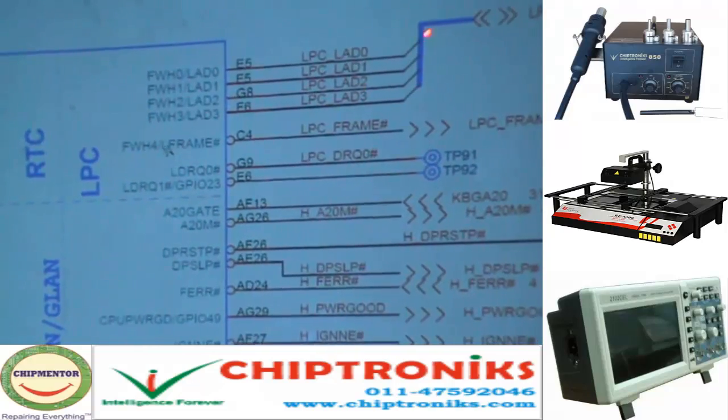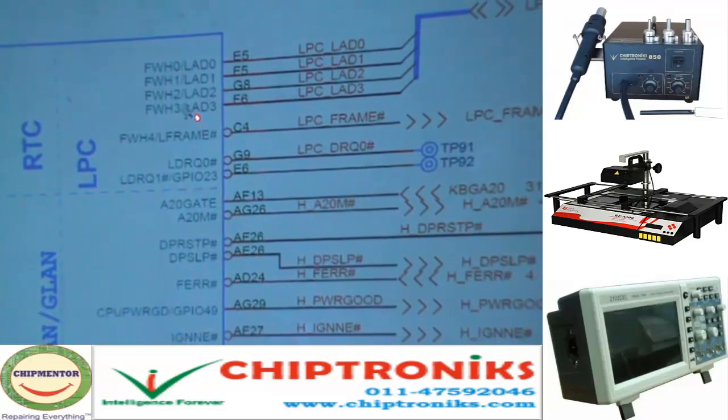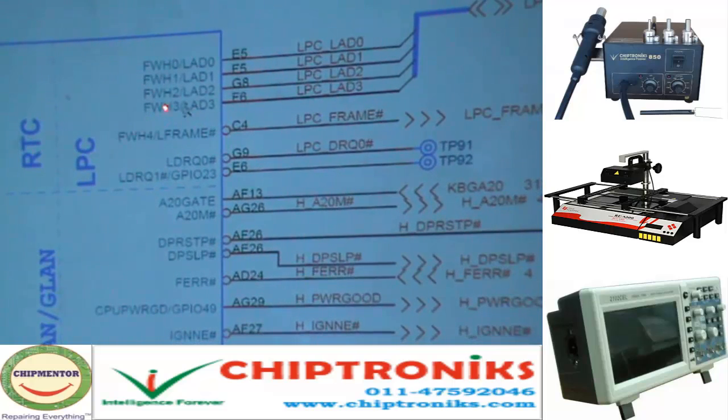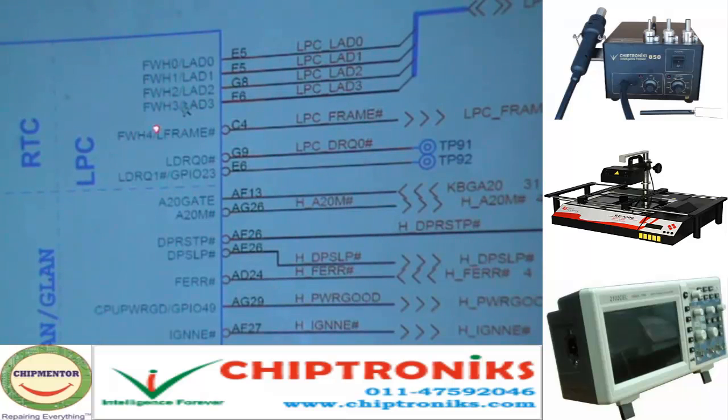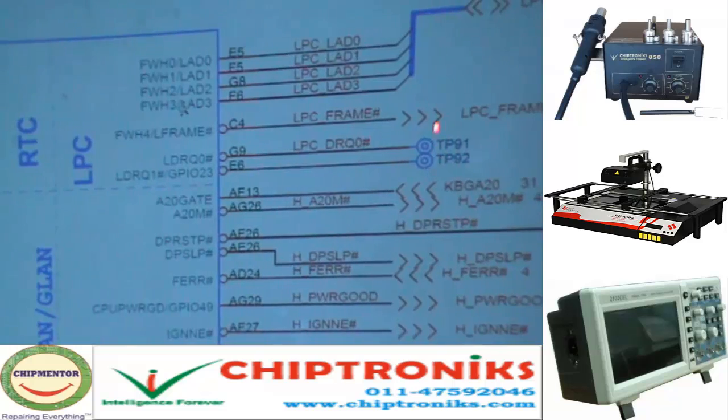LPC. This connection is from the ICH to the IO controller. This part is showing the connection between the ICH and the IO controller. And this circle represents a testing point.